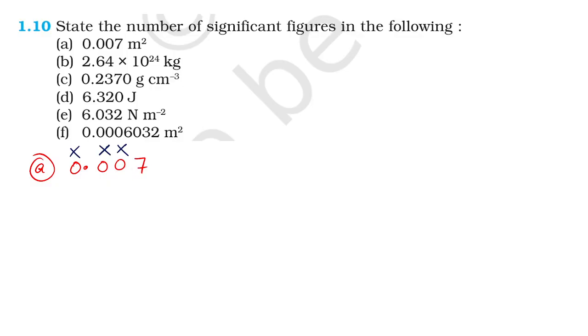Every non-zero digit is significant. I can give a tick mark for 7. So how many significant figures? 3 significant figures. Oh, sorry. Only one tick mark is there, right? So only one significant figure. These are simple questions. B: the number is written, let me write it once again. 2.64 times 10 raised to 24.